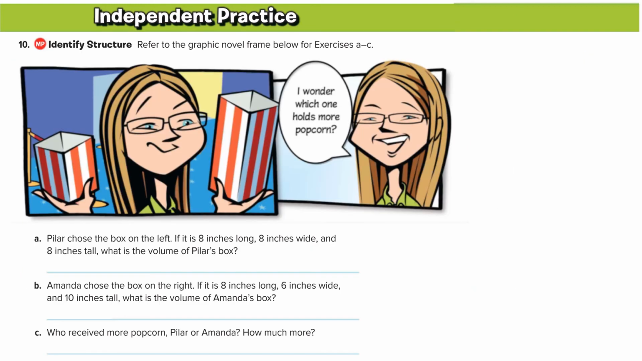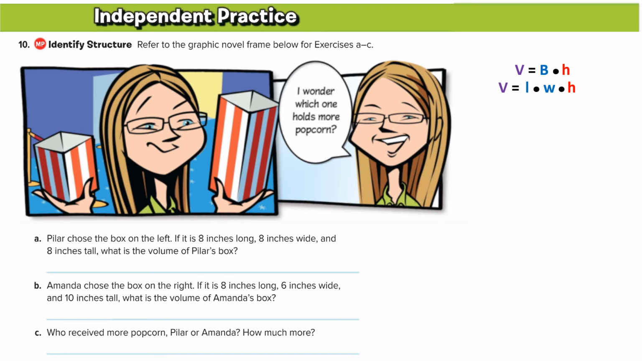Moving on. Question 10. Identify structure. Refer to the graphic novel frame below for exercises A through C. A. Pillar chose the box on the left. If it is 8 inches long, 8 inches wide, and 8 inches tall, what is the volume of Pillar's box? B. Amanda chose the box on the right. If it is 8 inches long, 6 inches wide, and 10 inches tall, what is the volume of Amanda's box? C. Who received more popcorn, Pillar or Amanda? How much more?